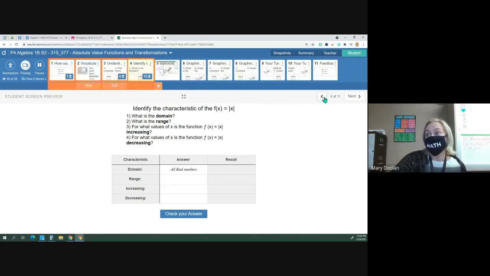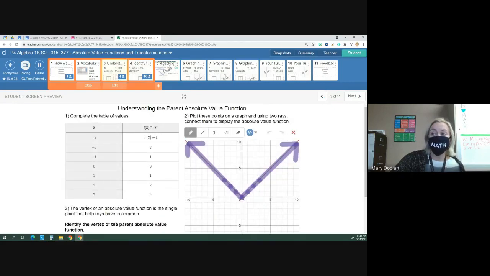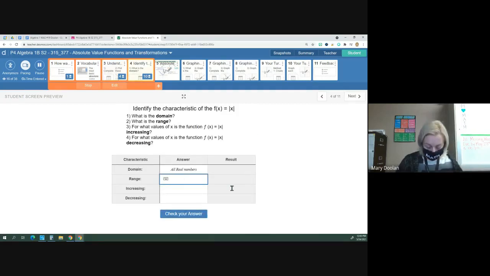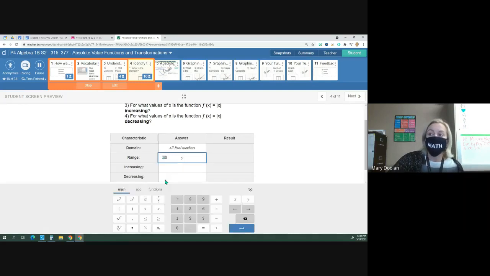It's not all the real numbers for the range because we're never down here in the negatives. We're at 0 and above. So the range for all the y values is y greater than or equal to 0. Now, if you want the greater than or equal to symbol, click on the keypad, then you can get the symbol there.